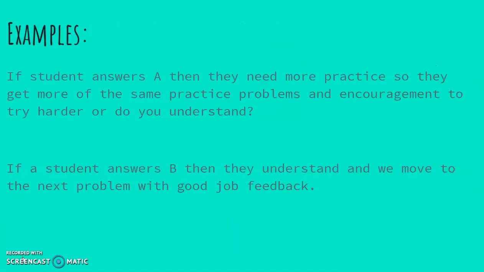So here's an example. If a student answers A, then they need more practice. So they get more practice problems and encouragement to try harder, or do you understand? If they click they don't understand, they're then taken to a lesson that will help them and supplement them in their understanding. If the student answers B, then they understand, and we move on to the next problem with good job feedback. So they're taken down a different pathway than their partner that chose A.